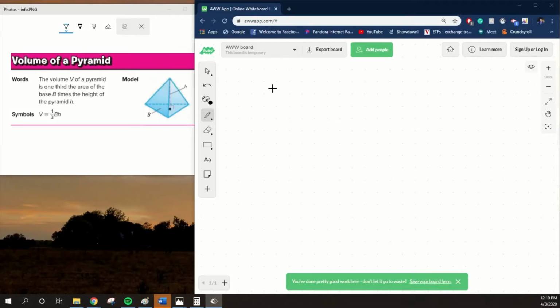Today we're going to be talking about finding the volume of a pyramid. So to find the volume of a pyramid, we take 1/3 and multiply it times the area of the base of the pyramid, times the height of the pyramid.